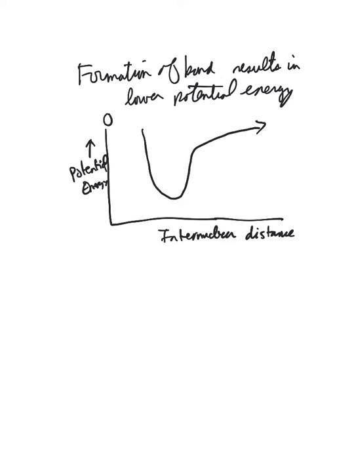Down here we'd have the two of them overlapping way too much. The nuclei are repelling each other. And out here, there's so little overlap, there's no bond. And so somewhere in the middle, there's this optimum overlap that we have where that minimum energy takes place.